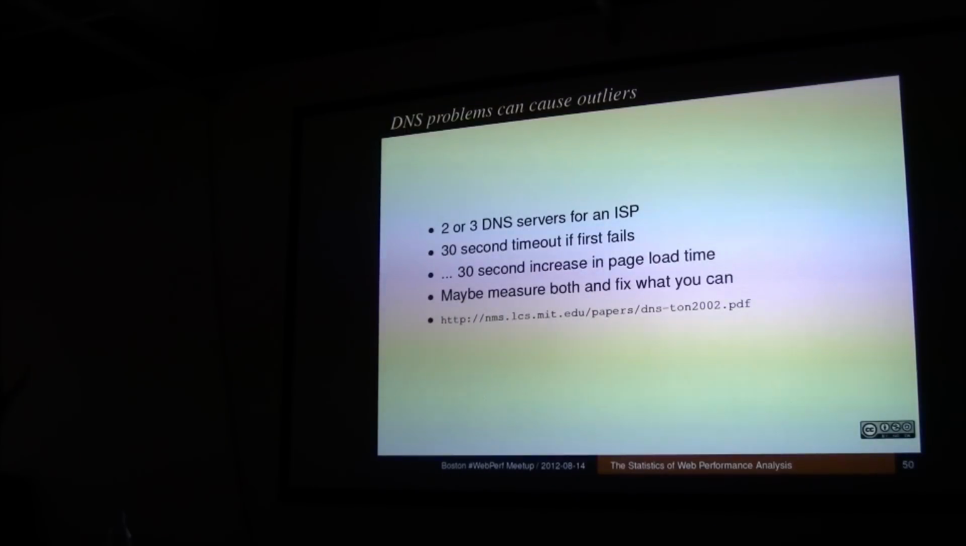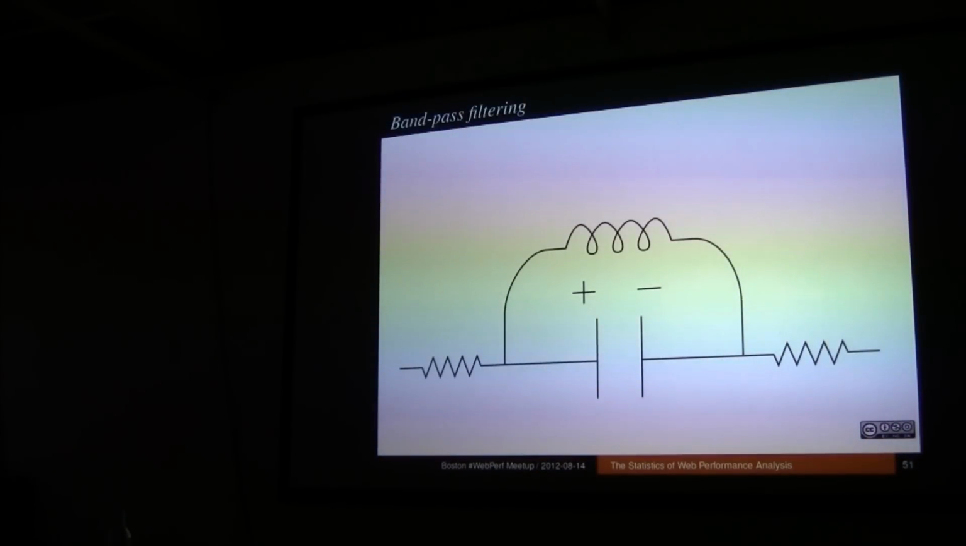So DNS problems cause outliers. There's a paper about that if anyone's interested in reading. It's from 2002. I forget whether it was a joint paper between MIT and University of Seoul in South Korea. So that results in a load time. There may be other things like I mentioned.